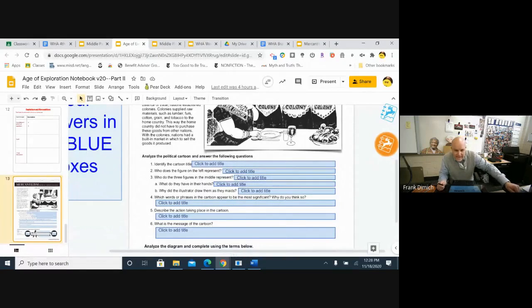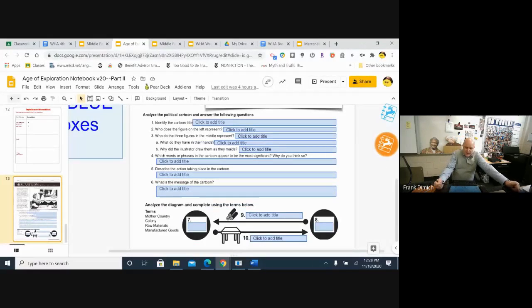Some of it's a basic breakdown, but I guarantee, it's not even a maybe, it's a guarantee. This cartoon is going to appear in your test, and it's going to be a short answer question. Not in this way, but this is why I'm asking you to break it down. And then the diagram is pretty straightforward at the bottom.